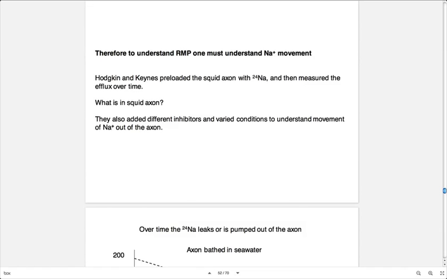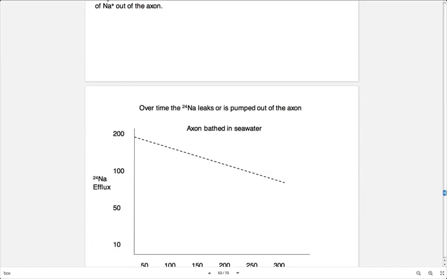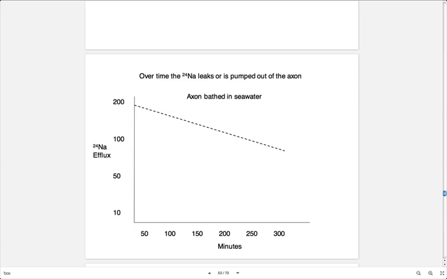So what we're looking at is just over time, this radio-labeled sodium is going to leak out of the axon, and we're just going to measure that. So this is sodium efflux. So sodium being pumped out of the cell. If your pump is active, then you have this radioactive sodium being pumped out and mixing with all of the other normal sodium that you're bathing it in. And over time, you see this efflux, and it goes down because eventually you pump out the radioactive sodium.